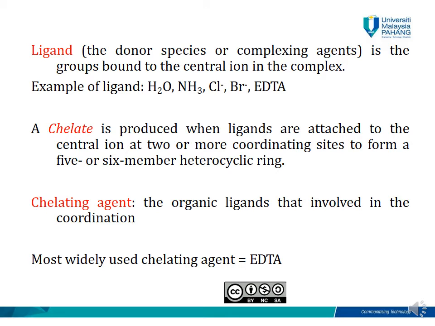So what is a chelate? Okay, so a chelate is produced when ligands are attached to the central ion at two or more coordinating sites to form a 5 or 6 member heterocyclic ring. Okay, so by the time it forms the complex and consists of more coordinating sites, it shows a more stable product. Okay. Next is the chelating agent. This is the organic ligand that is involved in the coordination. And as I mentioned just now, EDTA is the most widely used chelating agent.